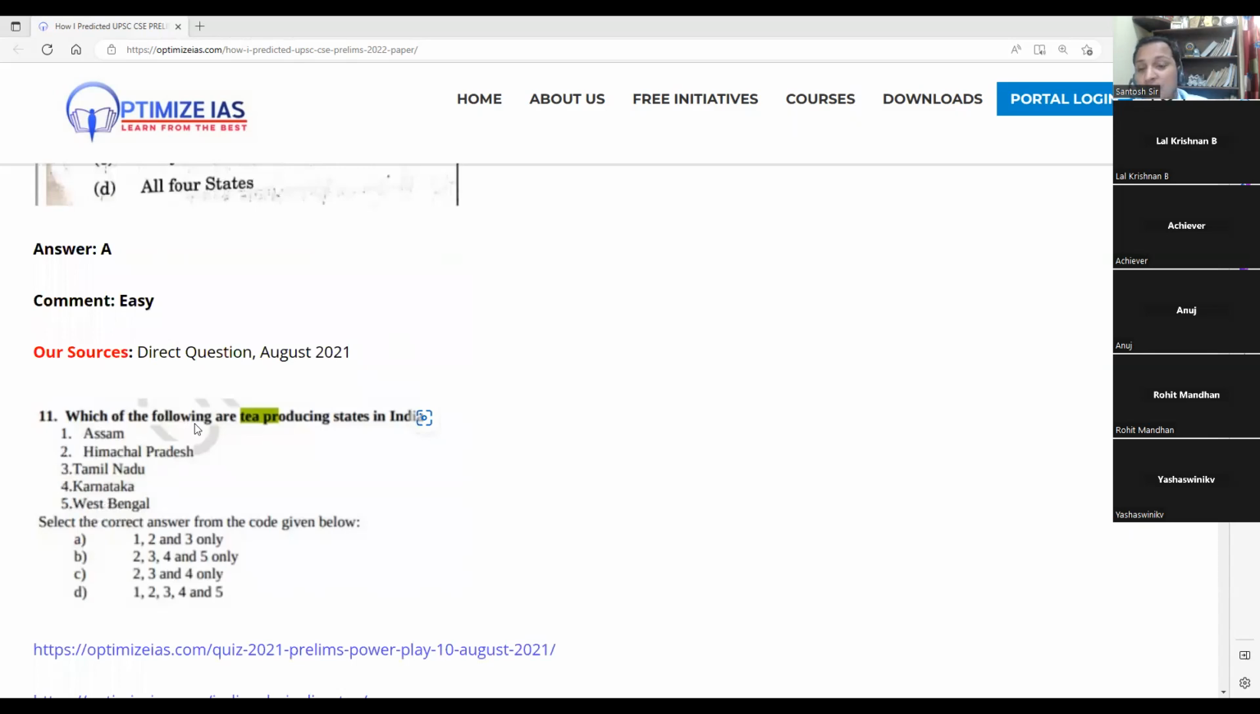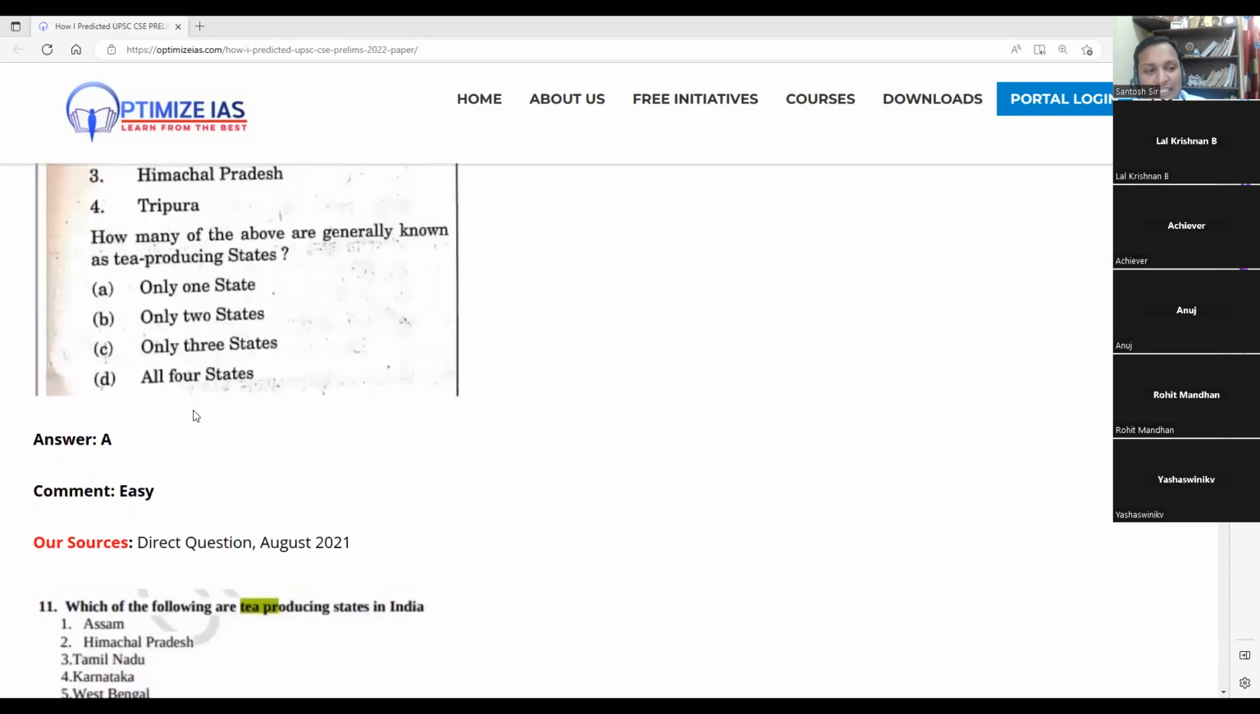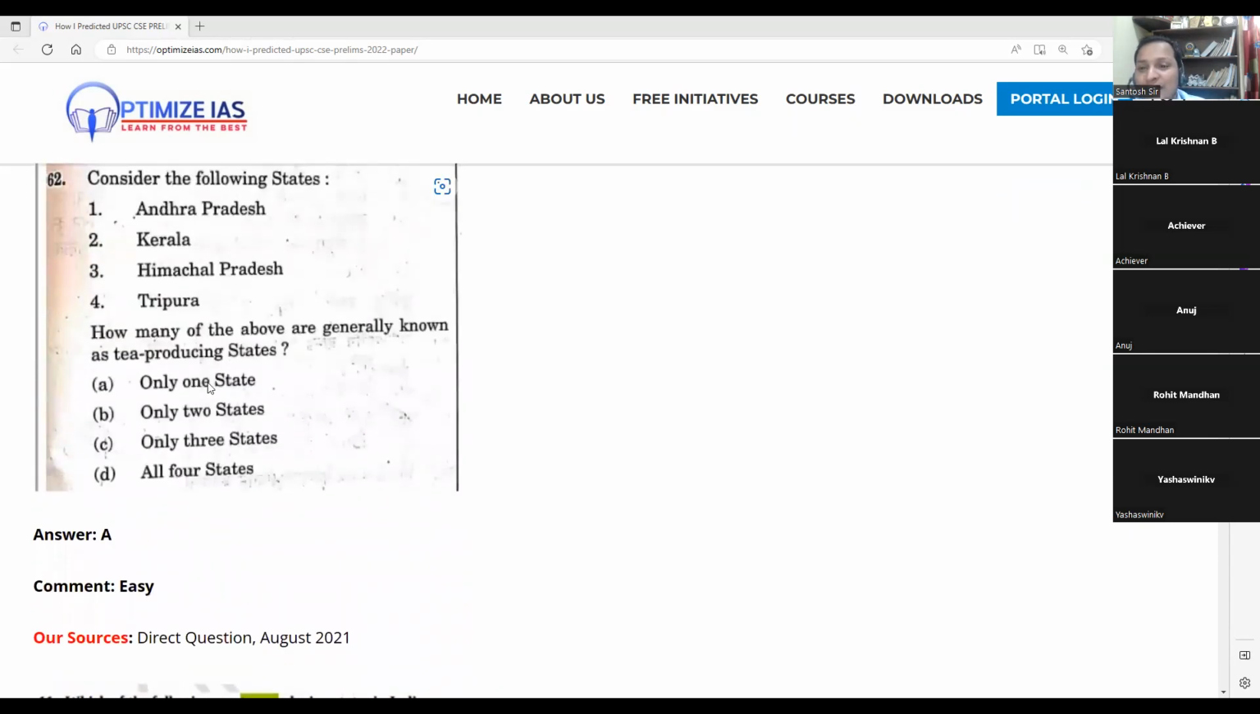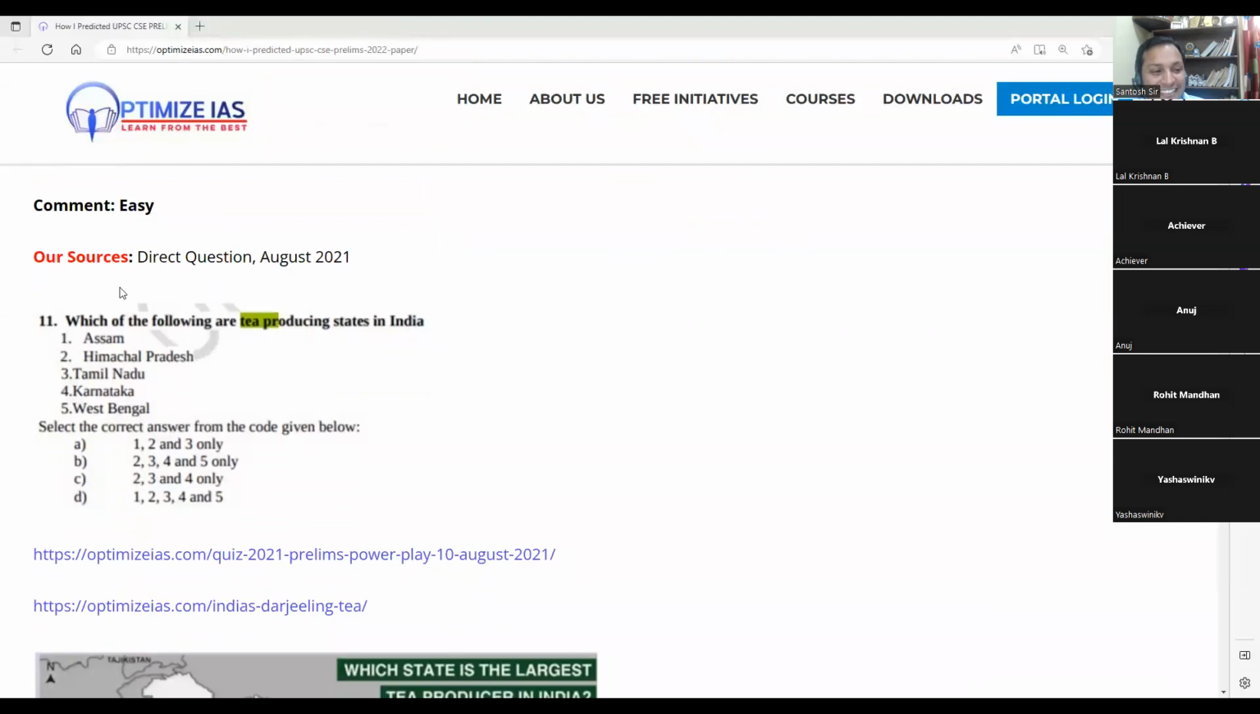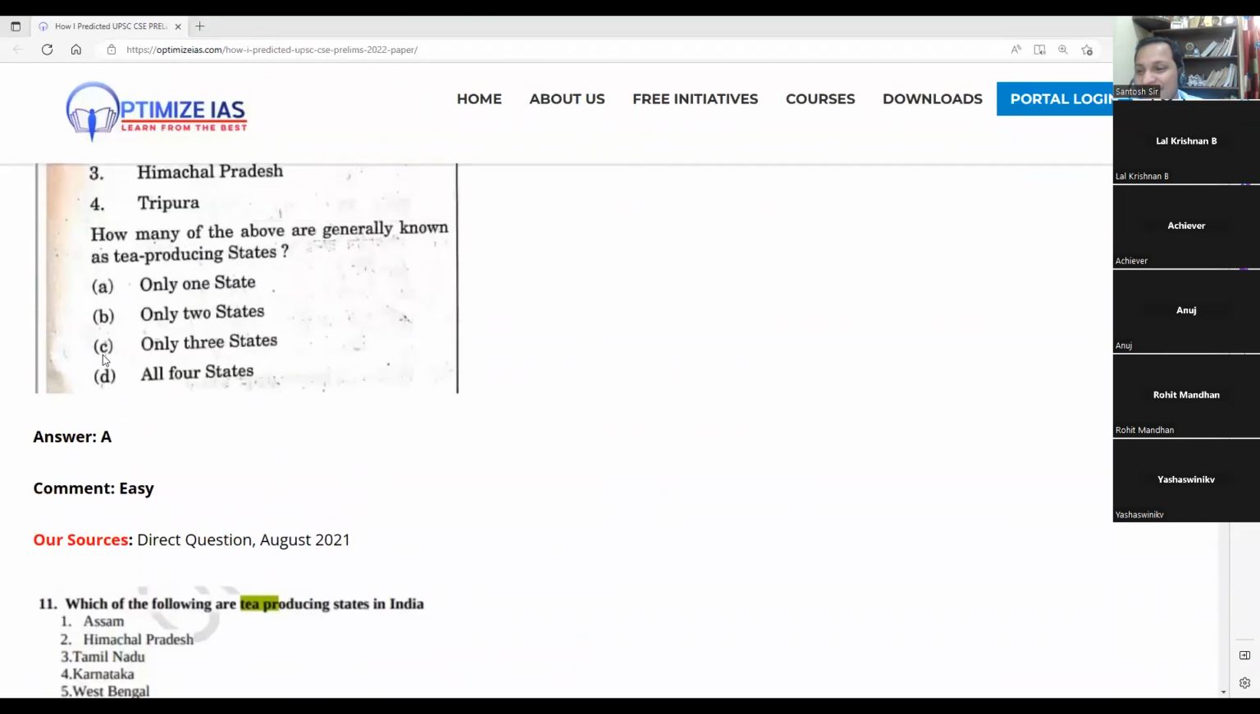Which of the following are tea producing states in India? Same question, but they have given only one, only two, only three, and all four. But the question is the same or not? Andhra, Kerala, Himachal, Karnataka, Tamil Nadu, Assam.